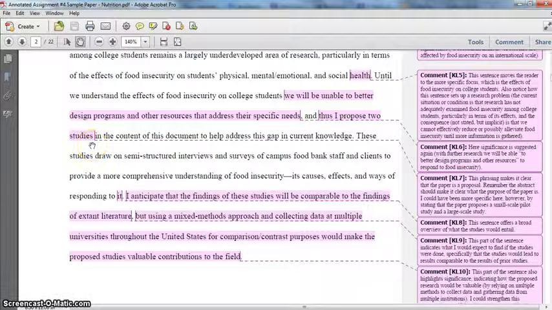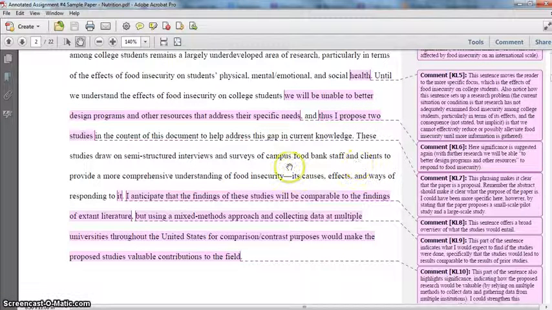Now I could be even more specific here. I could say that I propose a small scale study or a pilot study and a large scale study. I could be a bit more specific. You don't have to do that, but you do definitely need to make it clear in this abstract that this is a research proposal and that you are going to be discussing studies that you would be outlining.